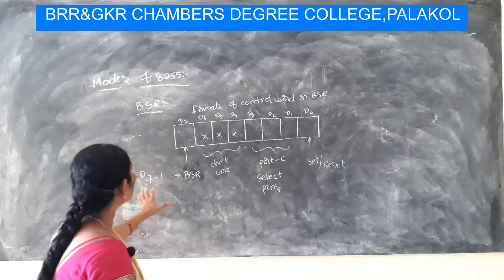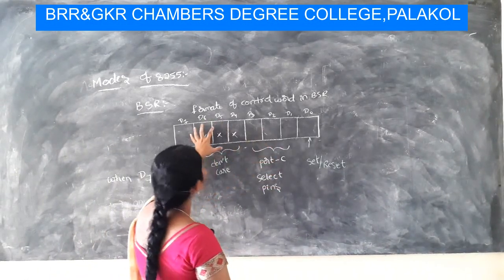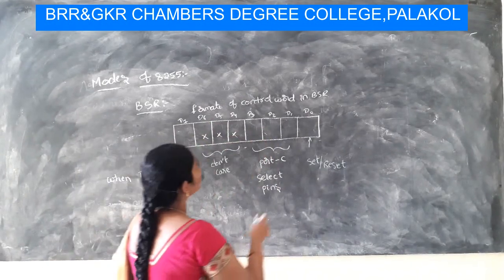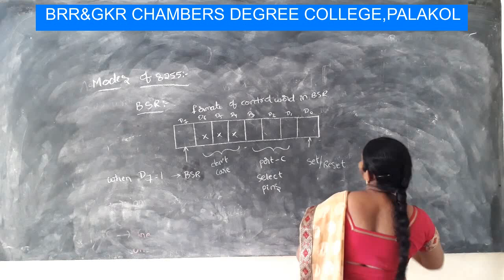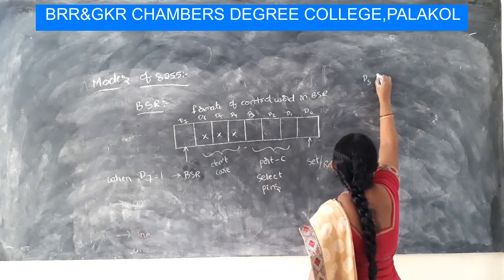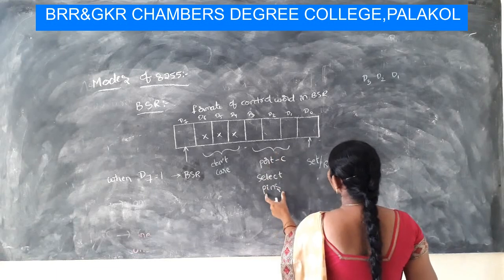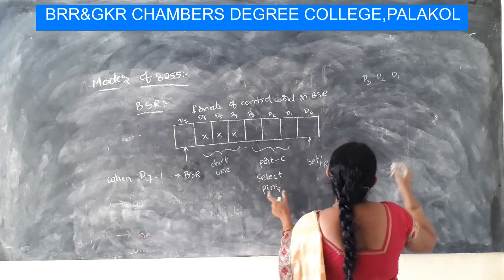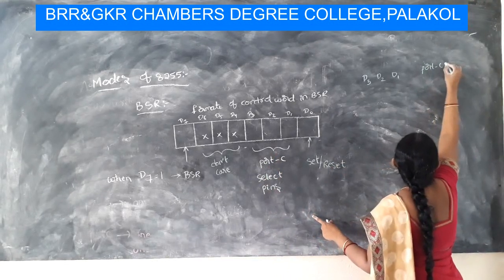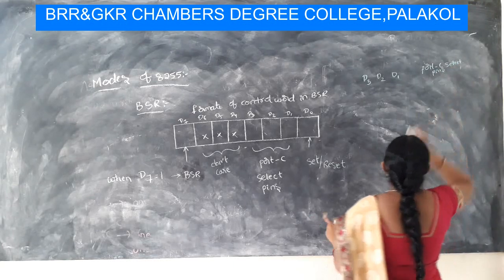Okay. Now we will move to how port C is selected by using this control word. For example, if we consider the bits D3, D2 and D1, these 3 bits are called the port C select pins.